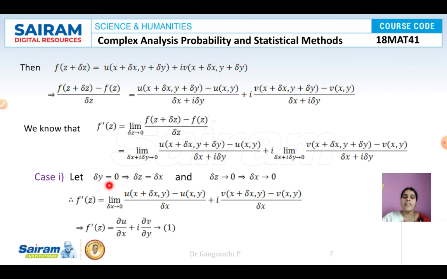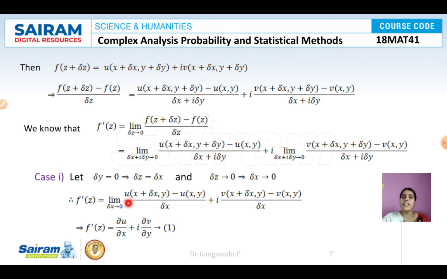So if delta y is 0, then delta z, which was delta x plus i delta y, has only delta x. So delta z is going to result in delta x. And delta z tends to 0 is going to be changed as delta x tends to 0. So do these changes in the above expression. In this expression, we are going to do the changes. This is the expression we get.